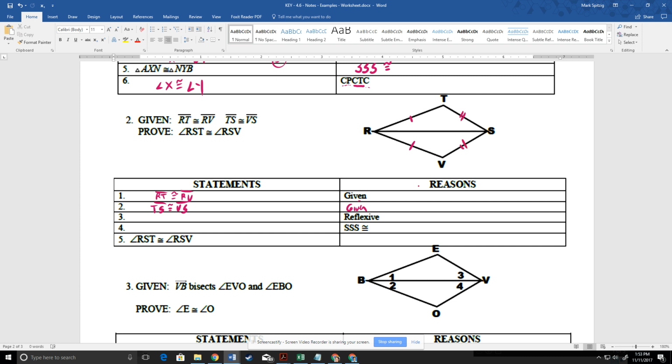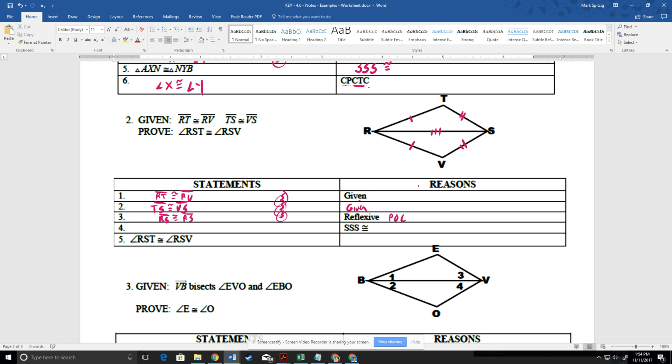It says reflexive, and of course we know that as reflexive property of congruence. We're talking about congruence here because I'm talking about this reflexive side. At least that's what we have been calling it, reflexive side. RS is congruent to RS. And so that is reflexive because it's basically the same side, part of both triangles. Reflexive property of congruence. Awesome. And so we have side, side, side here.